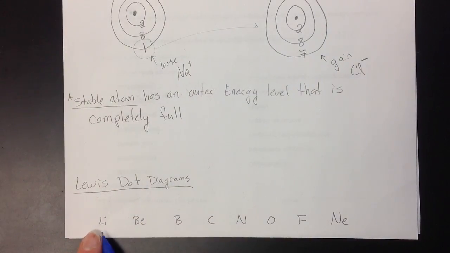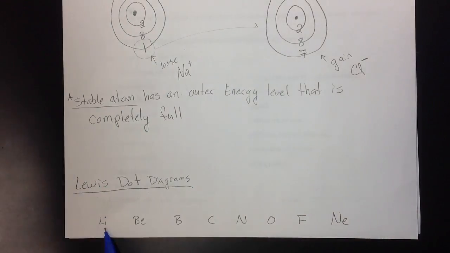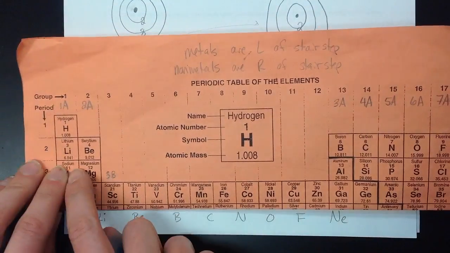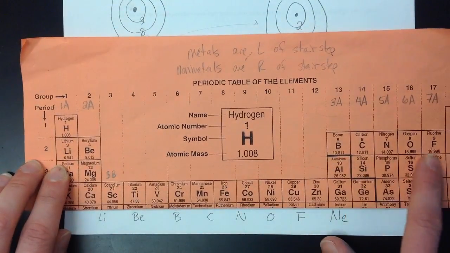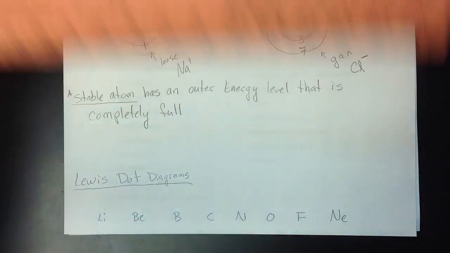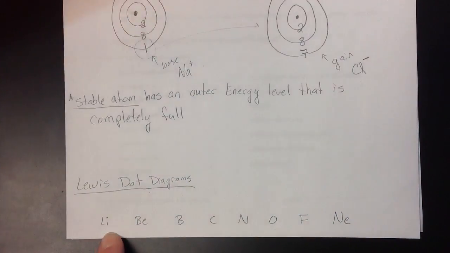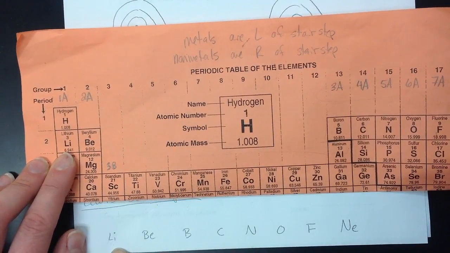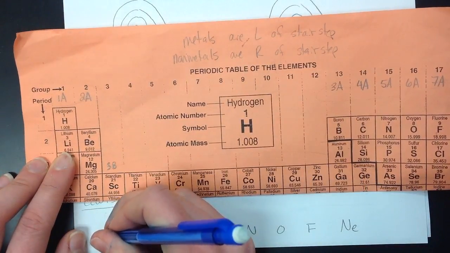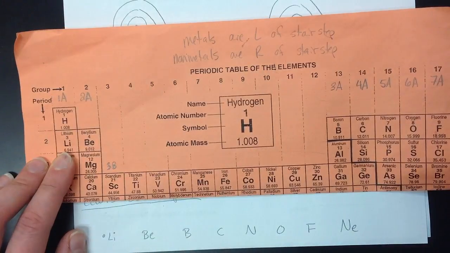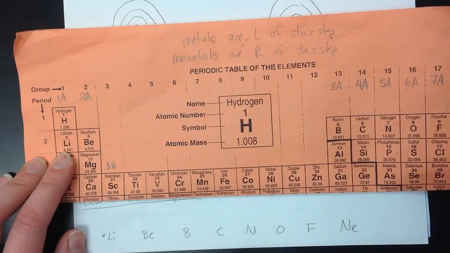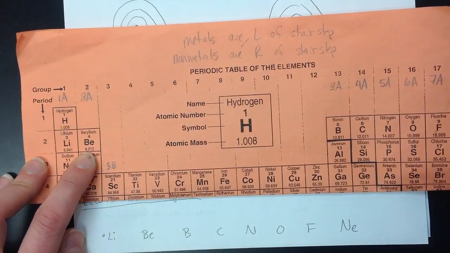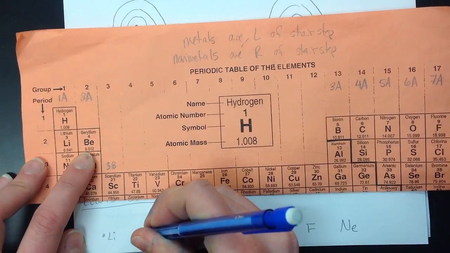So I'm going to give a few Lewis dot diagrams. These are the elements in period 2, so lithium, beryllium, I'm going to be moving across our second period. Lithium is in group 1, so it has just one valence electron. So I'm going to draw one dot to represent my electron, and I'm going to put that around the symbol for lithium. Beryllium is in group 2, so it has two valence electrons. I'm going to put 2 dots.